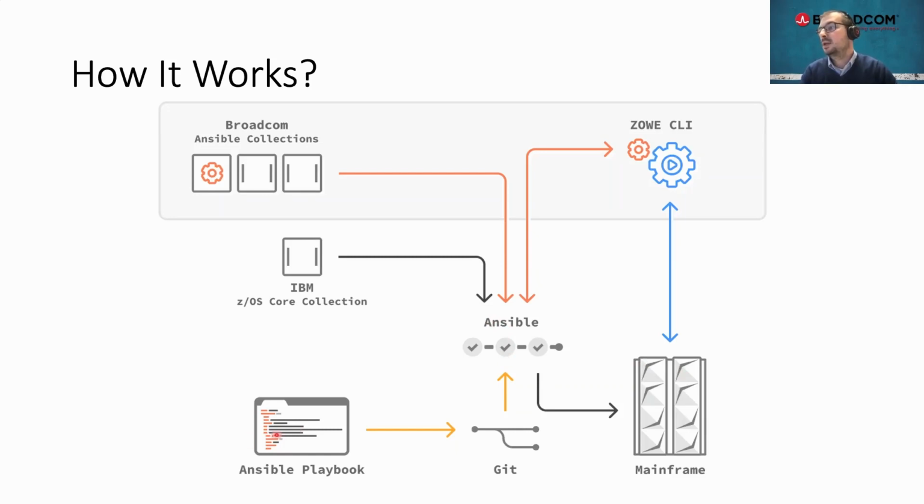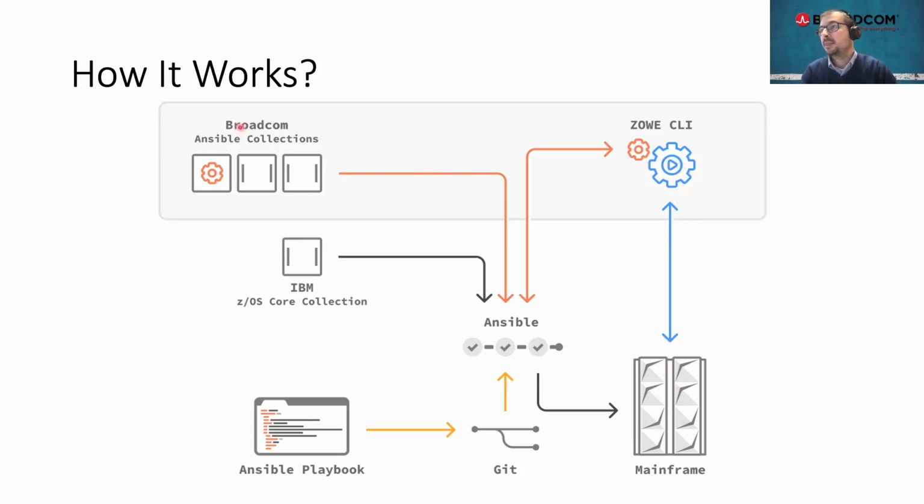Ansible needs to know what the keywords you are using in fact mean, and how Ansible should handle them. So for that, we are using Ansible collections. As I mentioned in the previous slide, we have here a core collection and Broadcom Ansible collections. The IBM core collection, as I mentioned, depends basically on SSH and the Open Automation Utility. So the path from Ansible IBM collections is going through this. And our collections are using CLI, or better said, a REST API connection between Zowe CLI and the target mainframe.